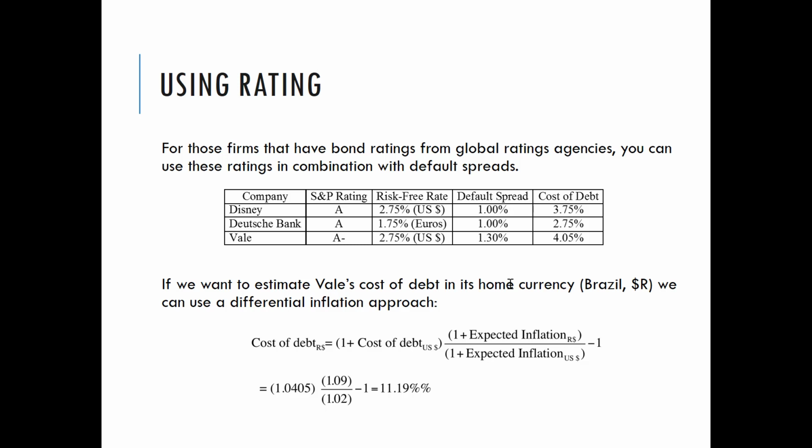Now, the easiest approach is basically just identifying the credit rating, and you can grab these from Bloomberg. So for example, Disney has an S&P rating of A, and if we're looking at the default spread associated with that rating, it's 1%. And to figure out the cost of debt, you basically take the risk-free rate, you add the default spread, and that gives you the cost of debt. So it's quite an easy approach.